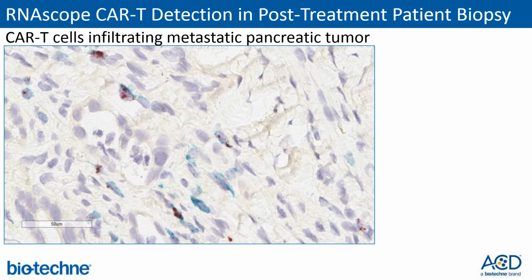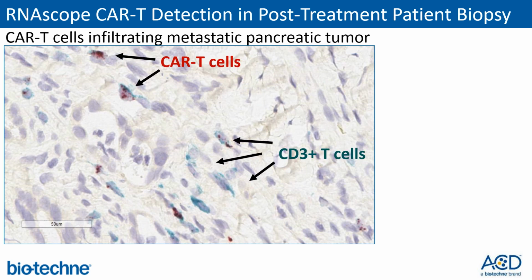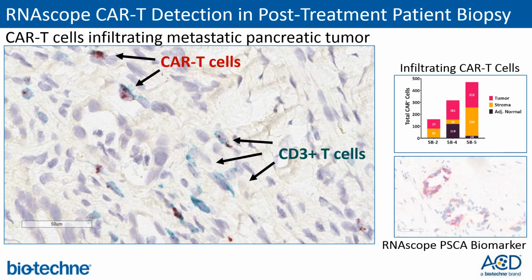Here again, same story, different scenario. In this case, CAR T cells targeting PSCA expressed in pancreatic cancer, and we've combined the detection of the CAR T cells by RNAscope with detection of CD3 positive T cells by IHC.